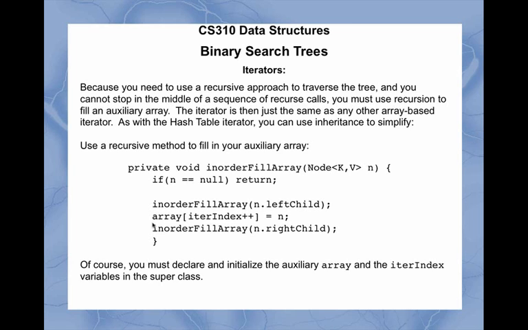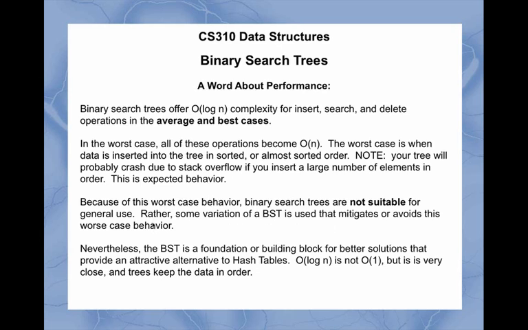A word about performance. Binary search trees offer log n complexity for insert, search, and delete operations in the average and the best cases. However, in the worst case, all of these operations become linear. They become big O of n. And this worst case is when data is inserted in sorted or almost sorted order. So I want to look at this behavior.